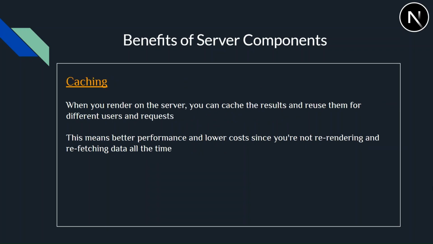After that, we have caching. When you render on the server, you can cache the result and reuse it for different user requests or future reuse. This means better performance and lower cost since you are not re-rendering and refetching data all the time.